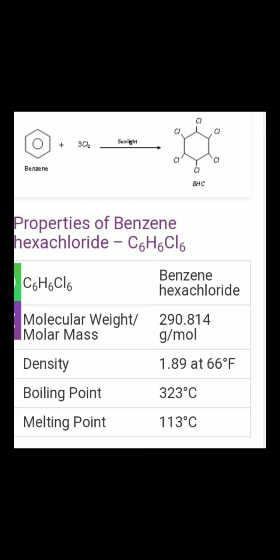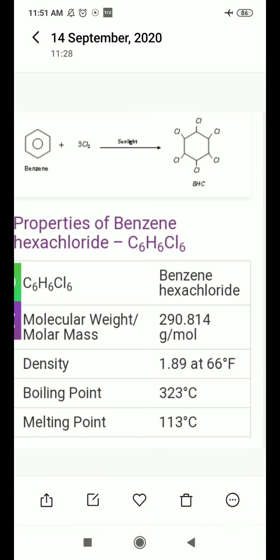Okay. Now what is the molecular weight? 290.814 grams per mole. This is the molecular weight for this particular structure. Then density 1.89. Then boiling point 323 degrees Celsius. Then melting point 113 degrees Celsius. These are some physical properties of benzene hexachloride.